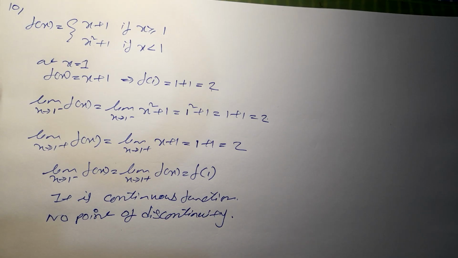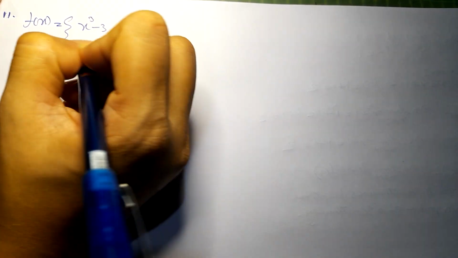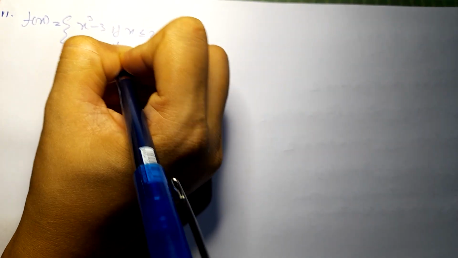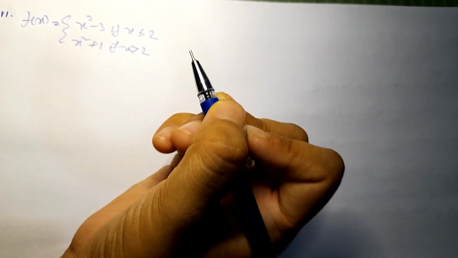Question number 11. f of x is equal to x cube minus 3 if x is less than or equal to 2, x square plus 1 if x is greater than 2. So we are going to check the point of discontinuity at x equal to 2.